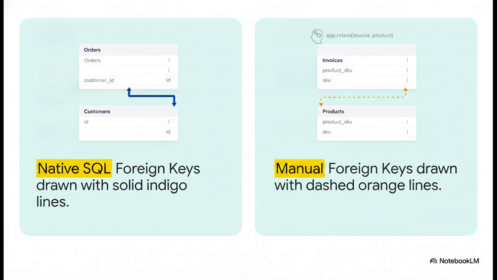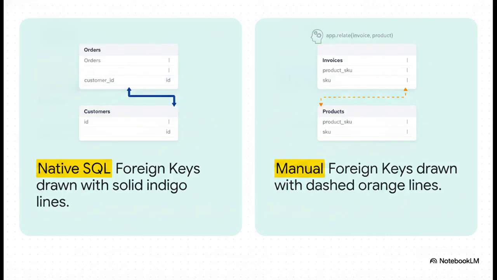But what makes this schema incredibly smart is exactly how it handles relationships. It actively distinguishes between explicitly declared native SQL foreign keys, which show up as solid indigo lines, and manual foreign keys, drawn with dashed orange lines. And why does this matter?